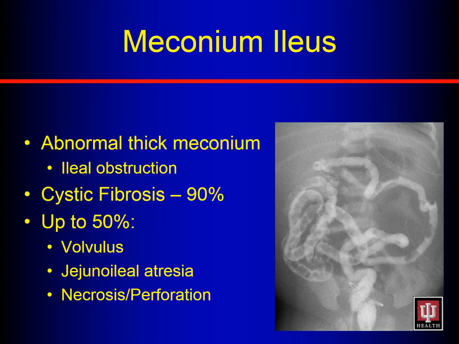So in many, many cases, you can have a volvulus secondary to the obstructing plugs, you can have a concurrent jejunoileal atresia, and you can have cases of perforation where the pressure that builds in the upstream bowel behind the obstruction eventually decompresses into the peritoneal space.